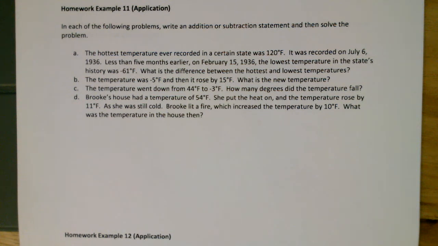So in part A, the hottest temperature ever recorded in a certain state was 120 degrees Fahrenheit. It was recorded on July 6, 1936. Less than 5 months earlier, on February 15, 1936, the lowest temperature in the state's history was negative 61 degrees Fahrenheit. What is the difference between the hottest and the lowest temperature?